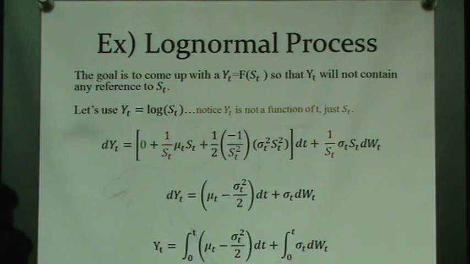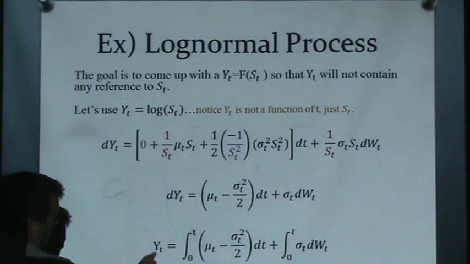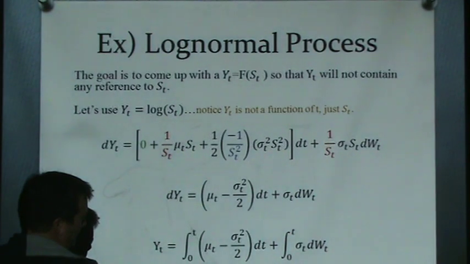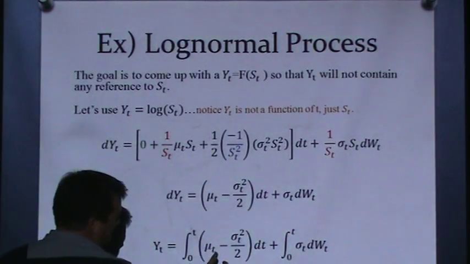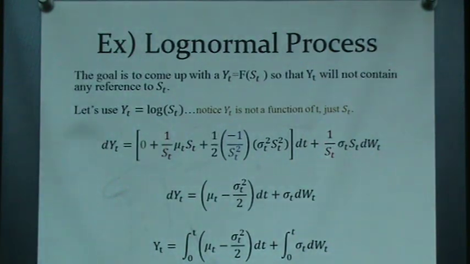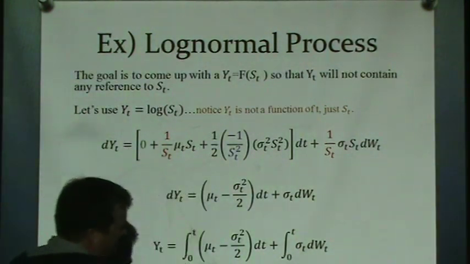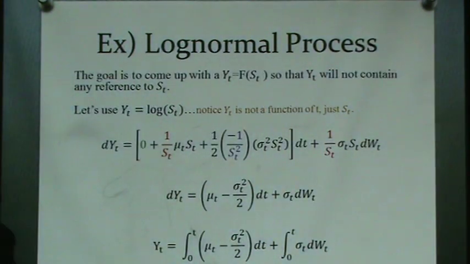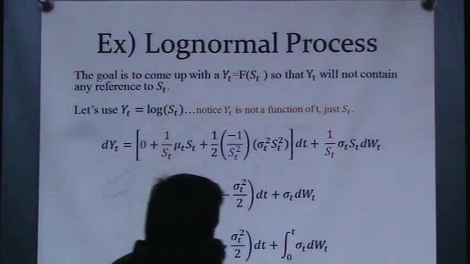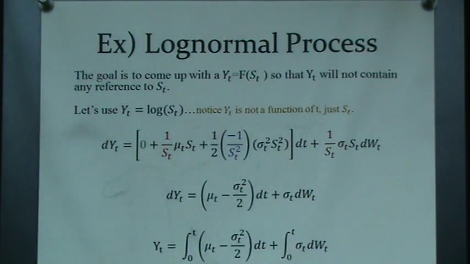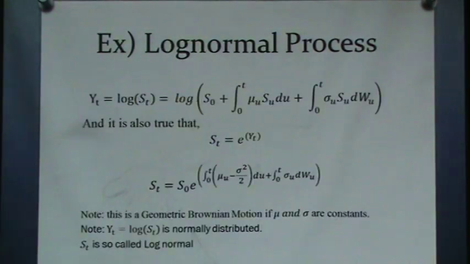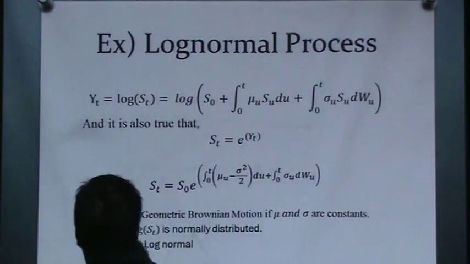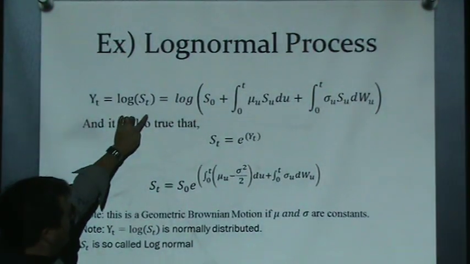And then if we wanted to integrate both sides, we can do that. So if we integrate this side, we get y of t, and then we're integrating over time of this constant times the variable time, and then doing the same thing with the Wiener process. So this is just another way of writing this formula. Okay, and then going a little further, I'm just kind of rewriting what we had before. Y of t equals the log of s of t.